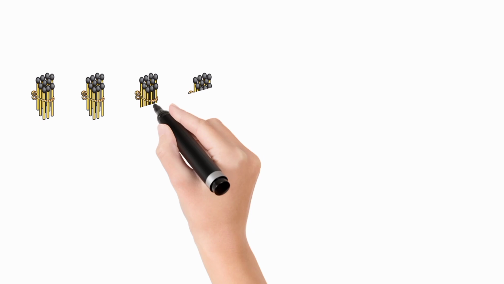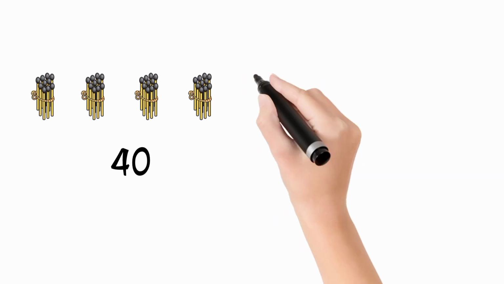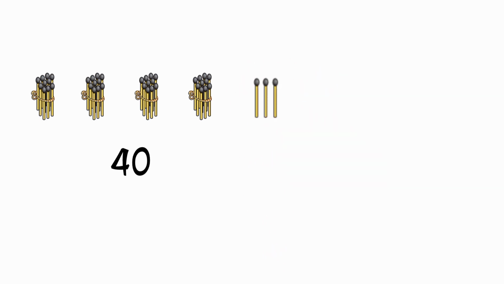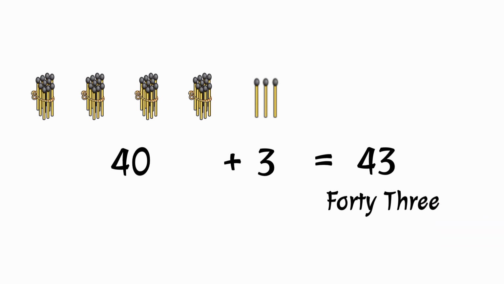Here we have 4 bundles, which means 40 and 3 loose matchsticks. So 40 plus 3 is equal to 43. 4 tens and 3 ones, 43. इसे 43 कहते हैं.